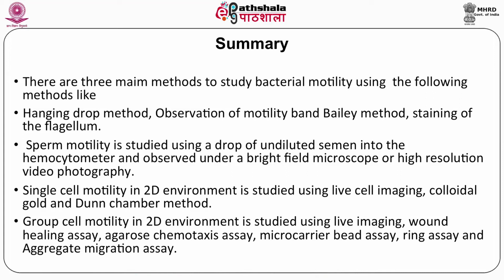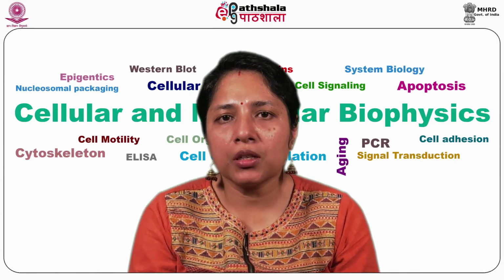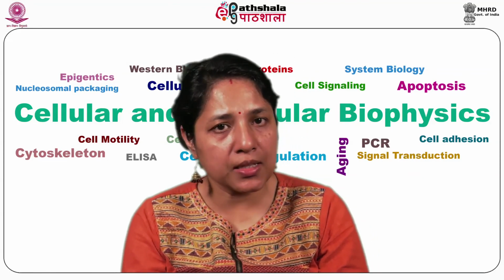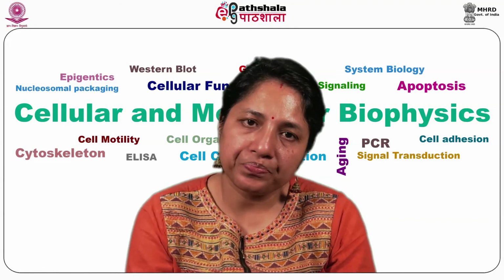Sperm motility is also a eukaryotic example of flagellar movement, and it can be studied under a regular microscope or a high resolution automated microscope. Single cell motility in a 2D environment is studied using live cell imaging, colloidal gold and the dome chamber method. For studying group cell motility in a 2D environment, we can use live imaging, wound healing assay, agarose assay, chemotaxis assay, the microcarrier bead assay and the aggregate migration assay.